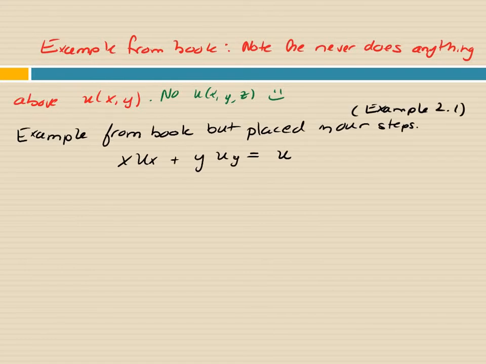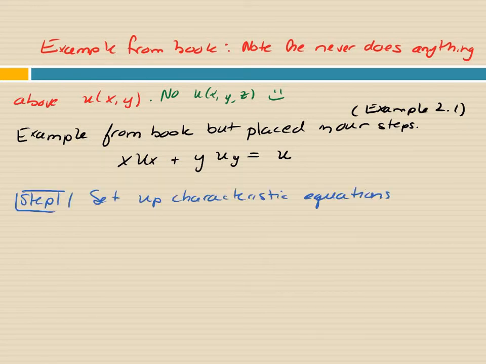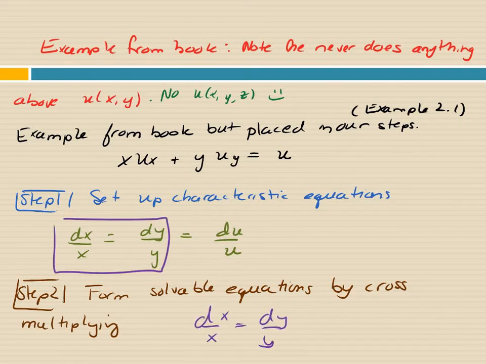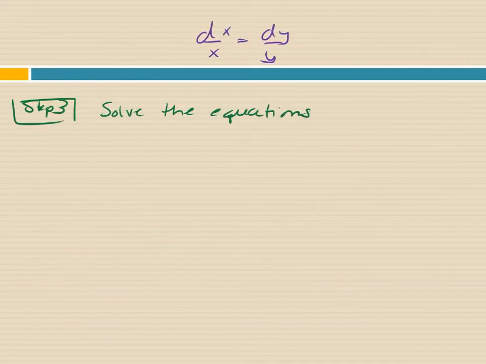So the example from the book, which is example 2.1, I'm going to set it up with our steps. So the first step is to set up the characteristic equation. So you have dx over x, dy over y, and du over u. And then you take those equations and you form solvable differential equations by cross-multiplying. So if you take the first two equations, you'll get dx over x is equal to dy over y, and you can solve those equations.